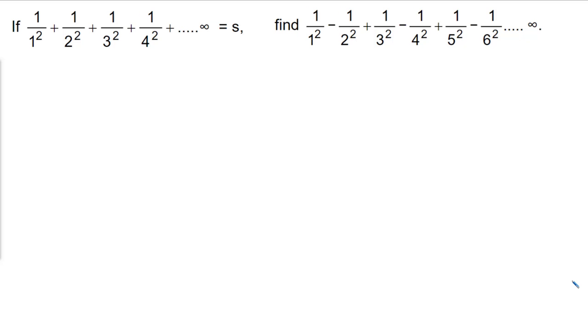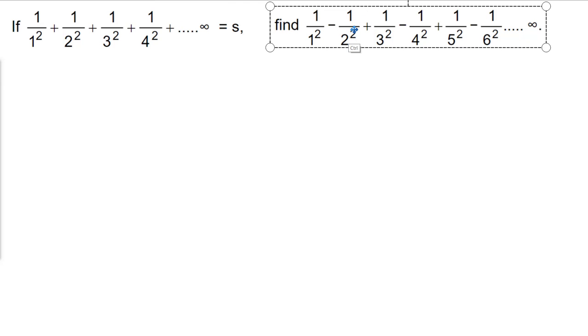Okay, over here we know that s is equal to 1 by 1 square plus 1 by 2 square plus 1 by 3 square and so on till 1 divided by infinity square. And we need to find the value of 1 by 1 square minus 1 by 2 square plus 1 by 3 square minus 1 by 4 square plus 1 by 5 square minus 1 by 6 square and so on till infinity. The answer of this find expression should be in terms of s. The answer is not going to be in numerical form; it is going to be in terms of s. For example, s into something, s divided by something, s plus something, or s minus something. So let's start solving this question.